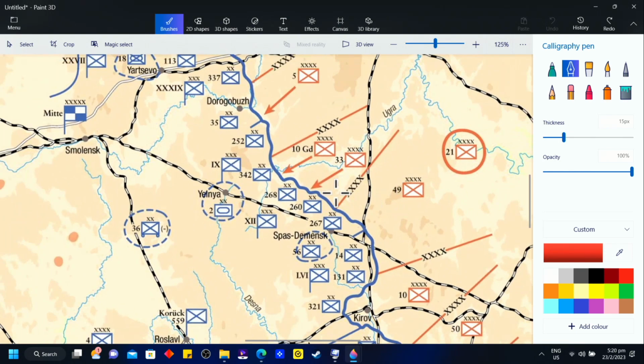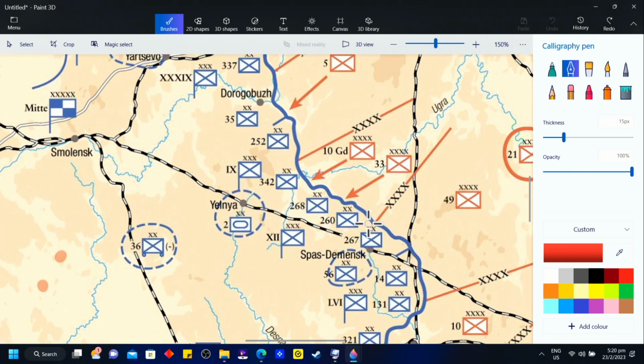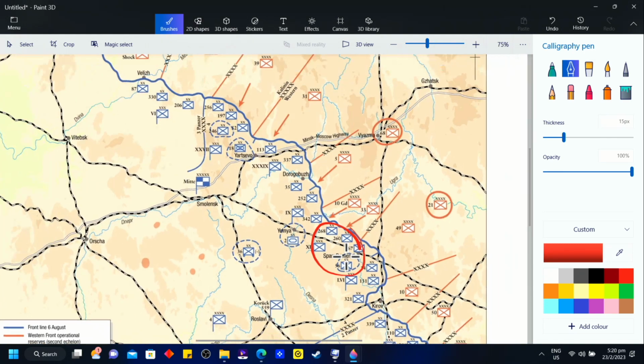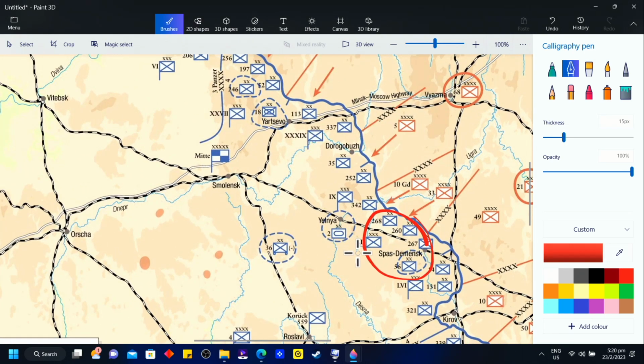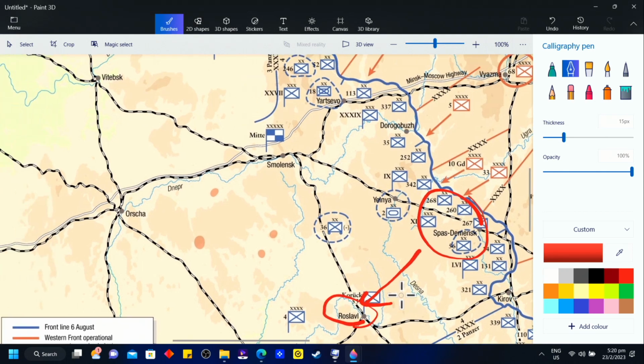So the Stavka plan for the Western Front is to make the main attack. The main effort will be against the German 4th Army at Spas-Demensk, and attack towards Roslavl.